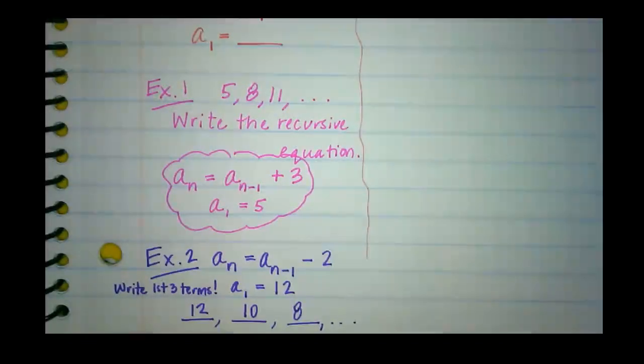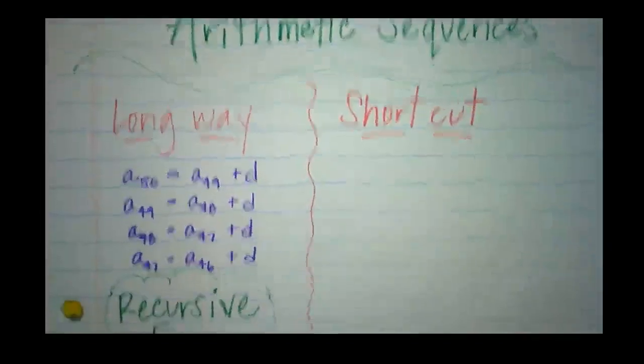So that's the long way. It absolutely works. It's not very efficient. It's not the preferred way to find, say, the 80th term of a sequence, but it does work. All right, so now let's go to the shortcut.